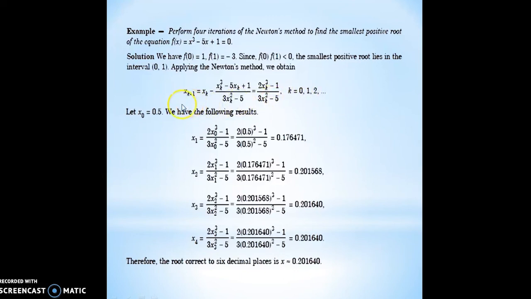Okay, so now we have got this iterative formula. Now what you have to do is just put the value k equal to 0, and k equal to 1 and 2 and so on, so that you will get the approximations, the iterations. So let us consider the initial approximation x0 equal to 0.5, because 0.5 lies between 0 and 1.